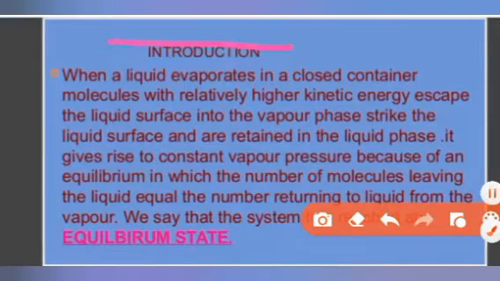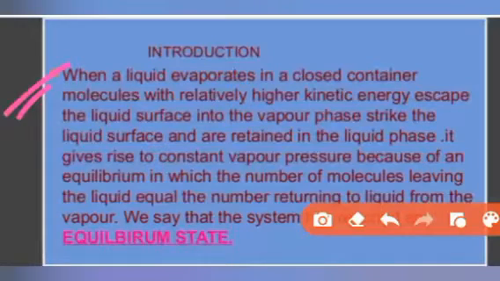In the introduction, there is a paragraph given. Just we will start. When a liquid evaporates in a closed container, a molecule with relatively higher kinetic energy escapes the liquid surface into the vapor phase and strikes the liquid surface and is retained in the liquid phase. It gives rise to constant vapor pressure because of an equilibrium in which the number of molecules leaving the liquid is equal to the number returning to the liquid from the vapor. We say that the system is in equilibrium state.